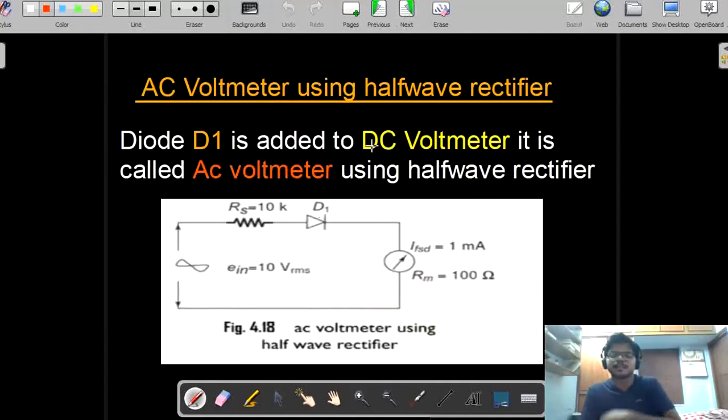Now see. Now we are with the AC voltmeter using half wave rectifier. So initially don't consider this diode. Now what is this circuit? Look carefully. It is a circuit of a DC voltmeter. For the DC voltmeter you are connecting a diode D1. So it will become an AC voltmeter. How it will become? Now we will see.